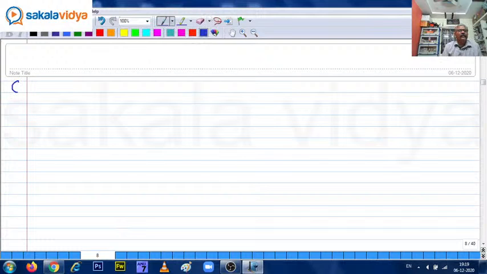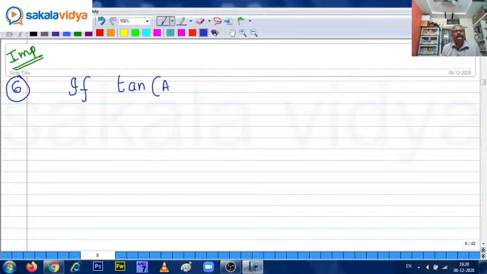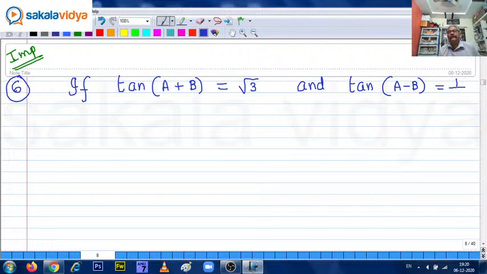Okay, sixth question. Sixth question is a very important model. Very important model. If tan of A plus B equals root 3 and tan of A minus B equals 1 upon root 3, with 0 degrees less than A plus B less than or equal to 90 degrees. Next, A is greater than B.